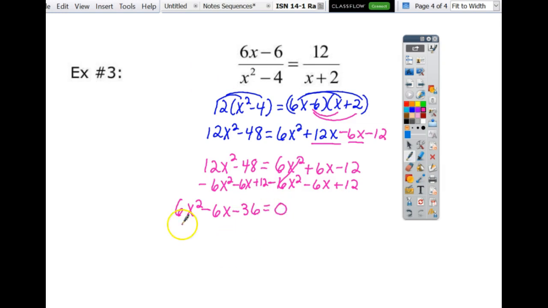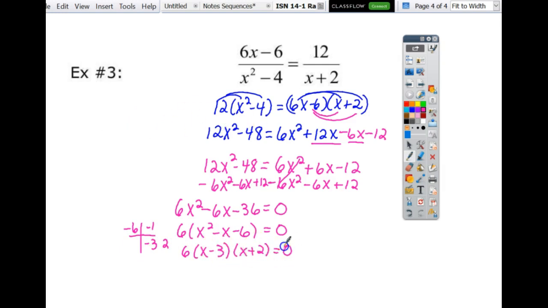And then I'm going to factor a 6 out. And this will factor. So I get minus 3 and positive 2. And set this equal to 0. So I get 3 and negative 2.